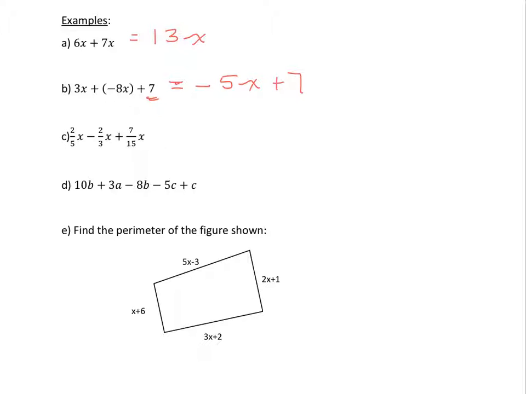And of course, our terms could involve fractions. So I've got 2/5 x minus 2/3 x plus 7/15 x, and because they are fractions, I'll get common denominators for them. So I'll have 6/15 x minus 10/15 x plus 7/15 x. And now I can combine the numerators. So I've got 6 minus 10 plus 7, which will give me 3/15 x, or 1/5 x.